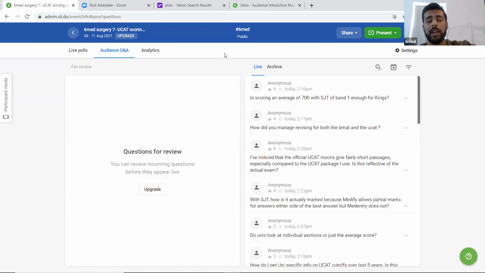If you wanted a little bit more in-depth stats on that, I'd say go onto the King's website, and I do think they have their stats in terms of offer holders' UCAT scores, which would be good to take a look at and see how many people got an average of 700, or a total of 2800, and that will maybe give you a better indication. But yeah, the SJT is obviously fine.